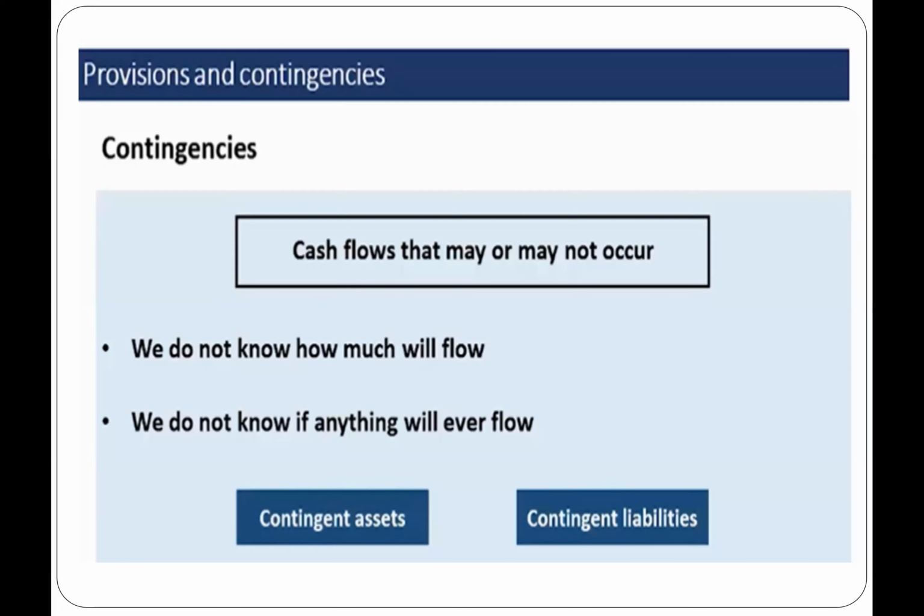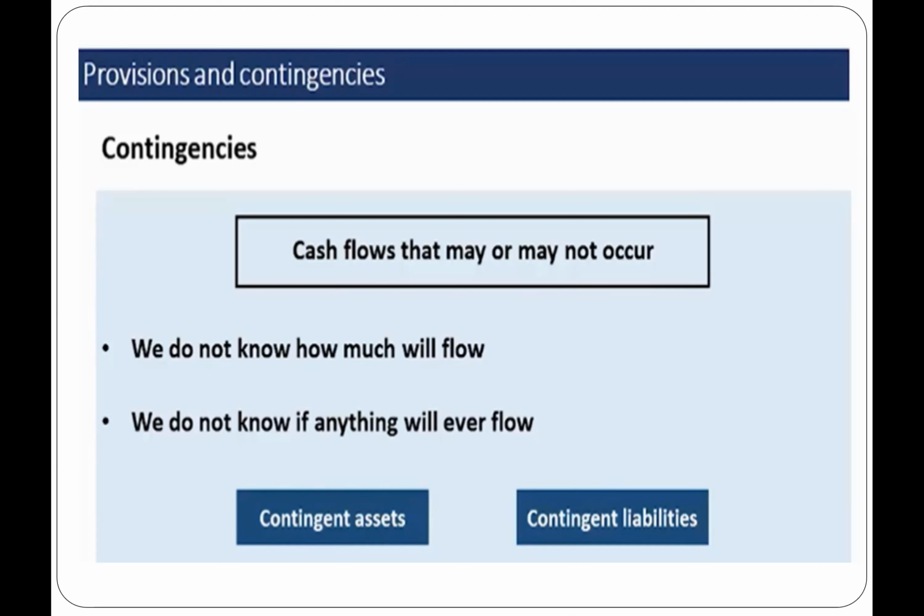Okay, so that's an example of a contingent liability. We know that we've got an obligation. We are almost sure that we'll be asked to pay, but we are just not sure how much we are going to be asked to pay. So we cannot create a liability without an amount. So that becomes a contingent liability as opposed to a provision.